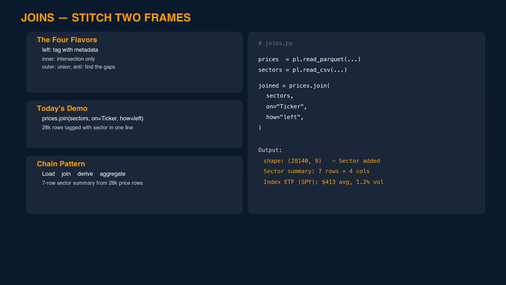Today, a left join from prices to a sector lookup, then a group by sector for the 7-row sector summary. Load, join, derive, aggregate. We're joining two frames, 28,000 price rows on the left, a 14-row sector lookup on the right.